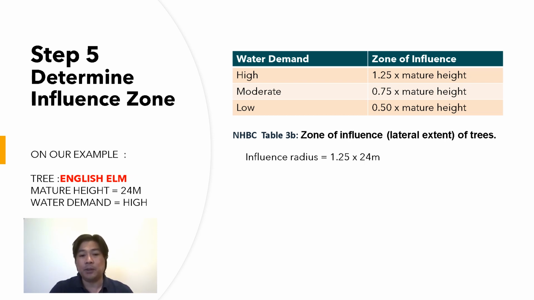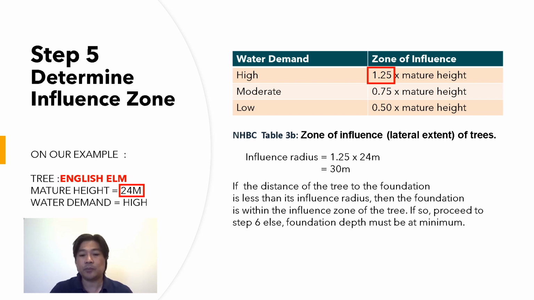In our example, using the English elm, the influence radius can be calculated as 1.25 multiplied by 24. This is equivalent to 30 meters. Now, if the distance of the tree to the foundation is less than its influence radius, then the foundation is within the influence zone of the tree. And if this is the case, we proceed to step 6. Otherwise, the foundation depth could be taken as the prescribed minimum.